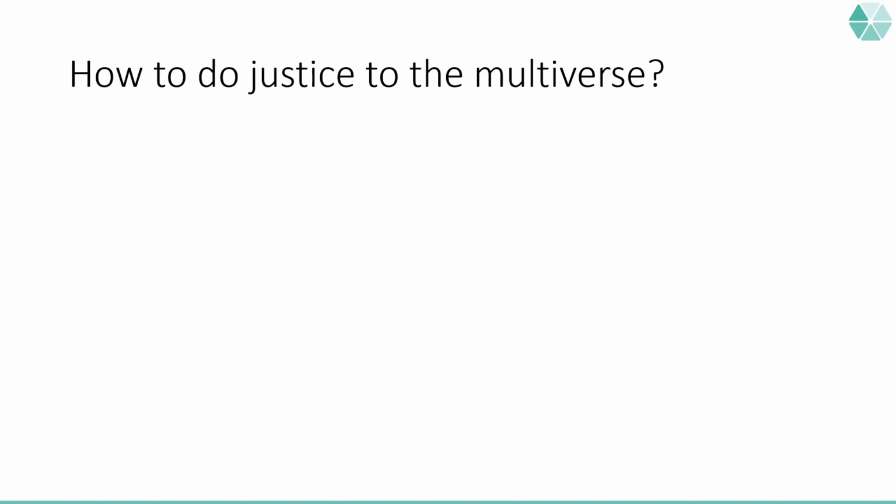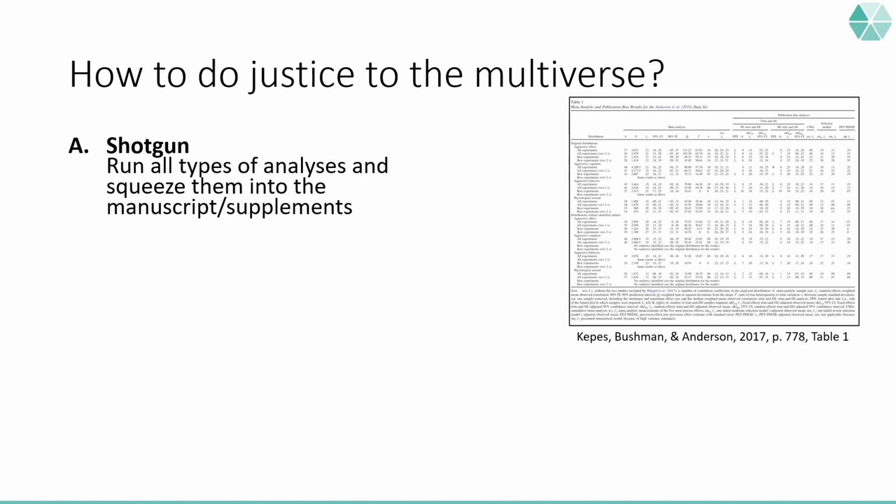What we have observed so far are three approaches. First, in what we call the shotgun approach, all types of analysis that make more or less sense are shot at the data. This typically yields a very large table in the manuscript, as you can see on the right.